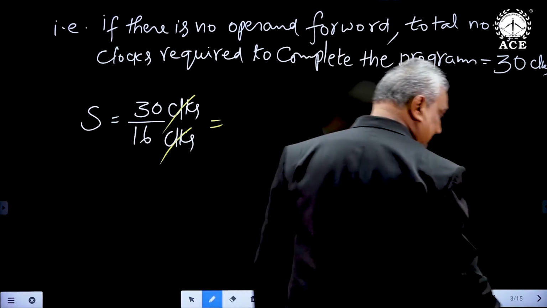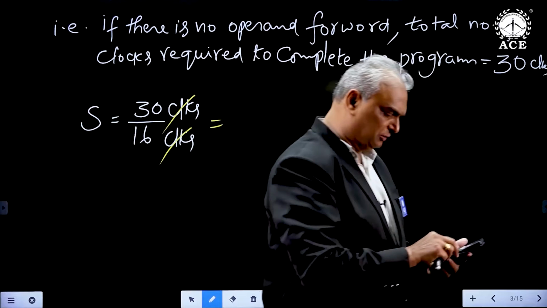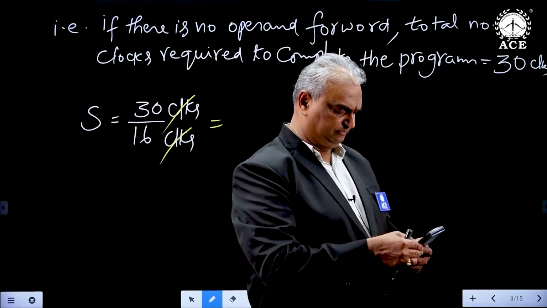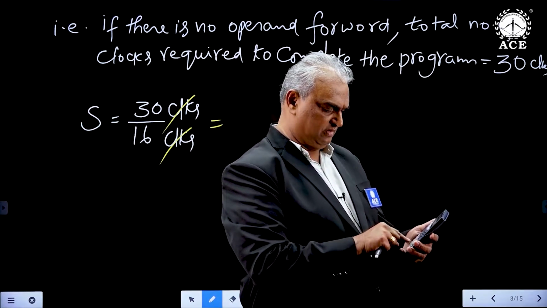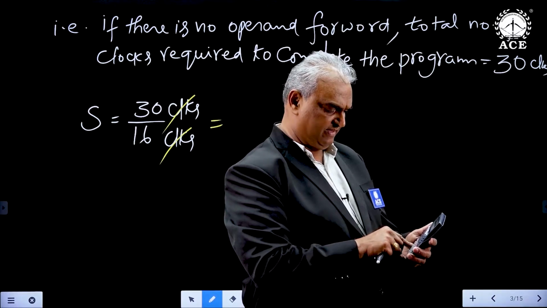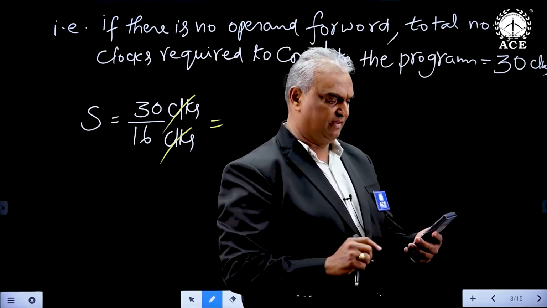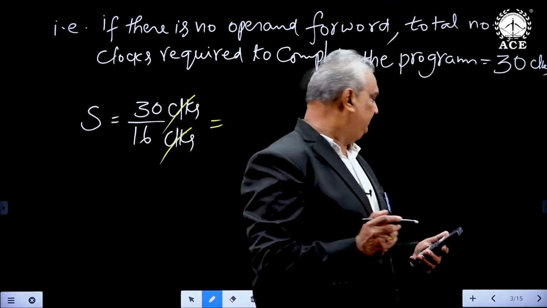So 30 by 16. What about exact value? Use calculator. 30 divided by 16. 1.875.